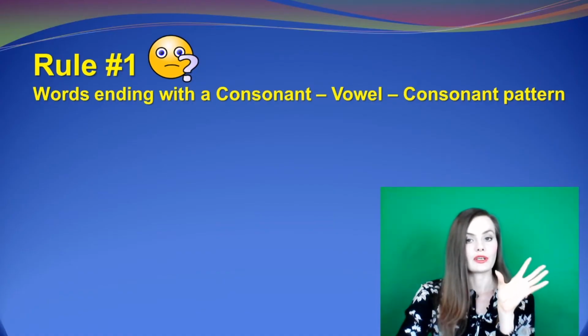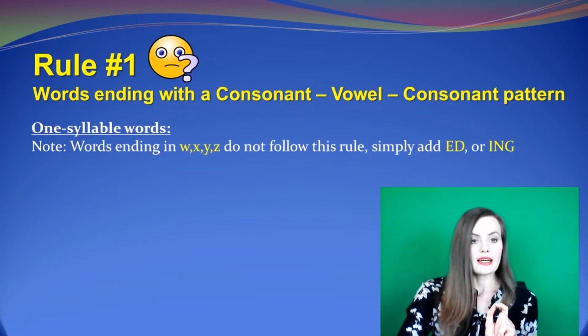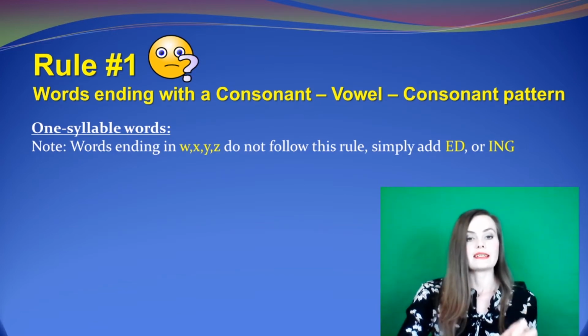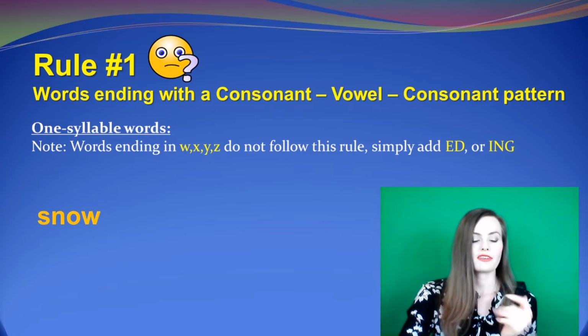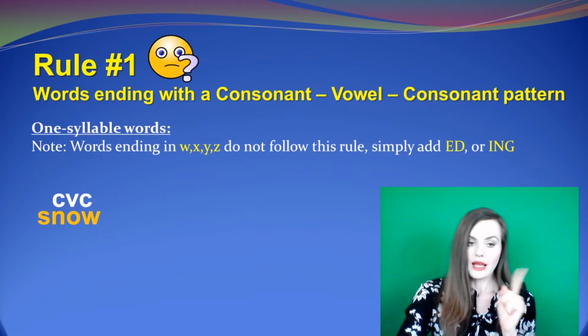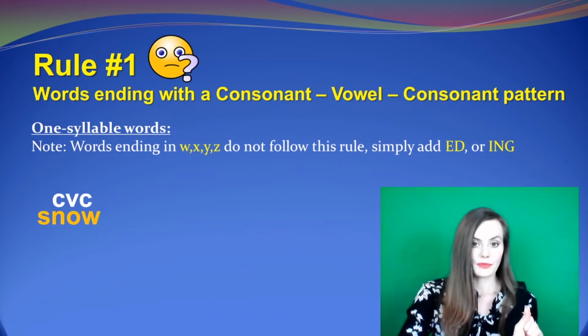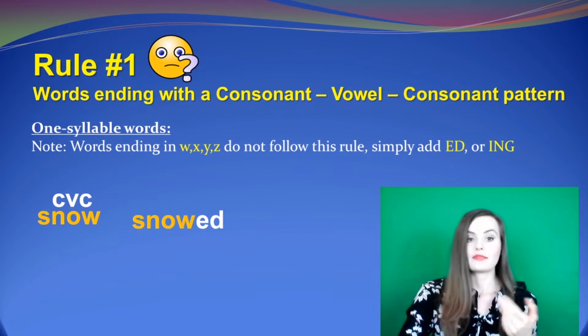We are still focusing on the consonant vowel consonant pattern, and there are some exceptions to this rule. Words ending in W, X, Y, and Z do not follow this rule. In this case, we just simply add ed or ing. Let's look at these words. For example, we have snow. You can see that snow ends with a W. Even though it is the same CVC pattern, it ends with the letter W, and we know if the word ends with W, we just simply add the ending ed.